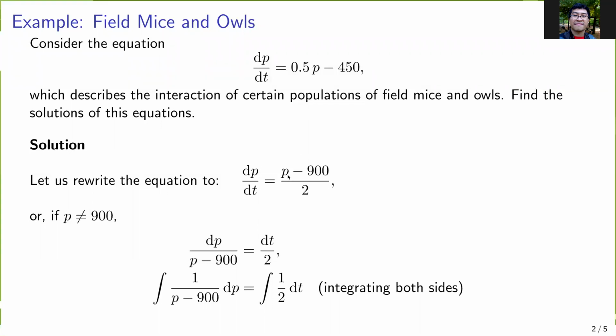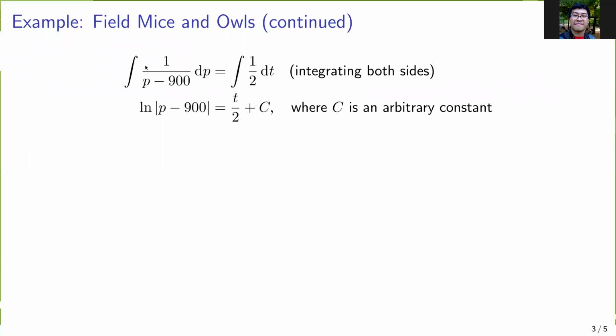dp by dt equals (p minus 900) over 2. And as long as p is not equal to 900, then we write dp divided by (p minus 900) equals dt over 2. And then we can integrate both sides. So when we integrate both sides, this left side becomes ln of p minus 900. We use an absolute value. So in our notation, we put absolute value. You don't have to, but you just have to be consistent.